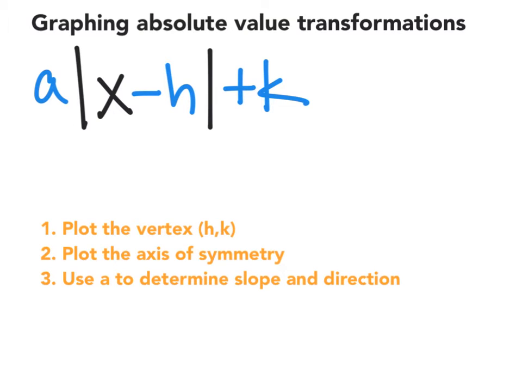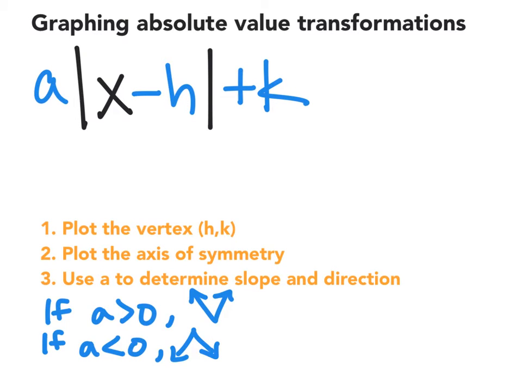All right, how do we graph these absolute value transformations? For things of the form a times the absolute value of x minus h plus k, we're going to follow these steps. We're going to plot the vertex. We're going to plot the axis of symmetry, which just goes right through that h. And then we're going to use a, this number right here, to determine the slope and the direction.